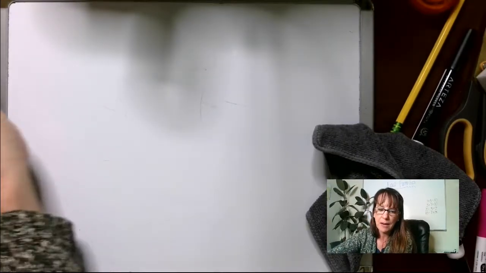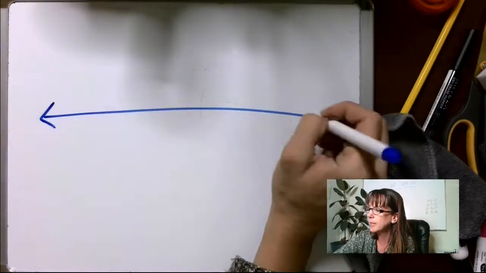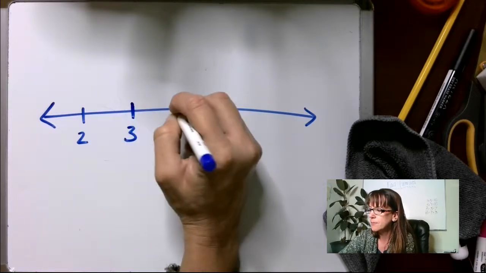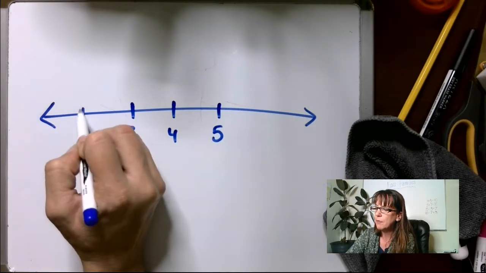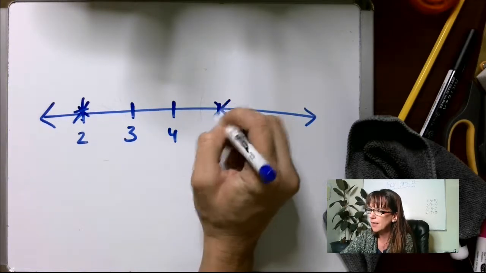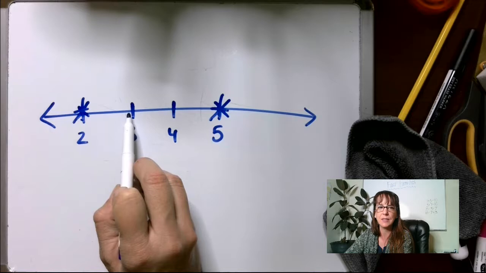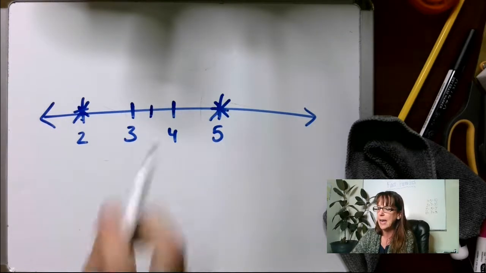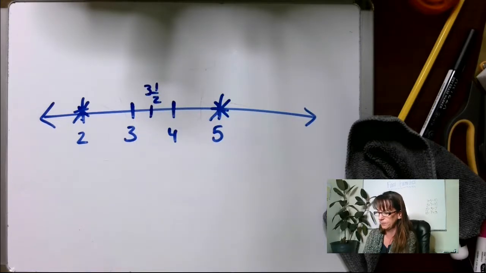All right, what number is halfway between 2 and 5? So again, I'm going to draw a number line, and I have 2, 3, 4, and 5. So which is halfway between this guy and this guy? Well, it's not 4 and it's not 3 because that's not evenly in half. It's right in between these two that would cut it in half, right? And in between 3 and 4 is 3 and 1/2.